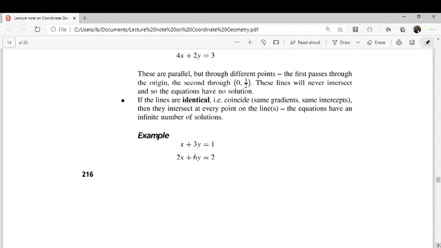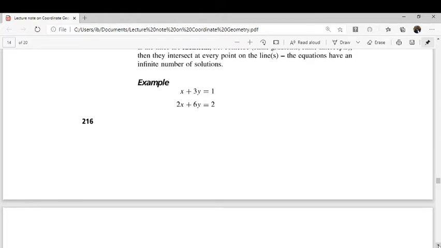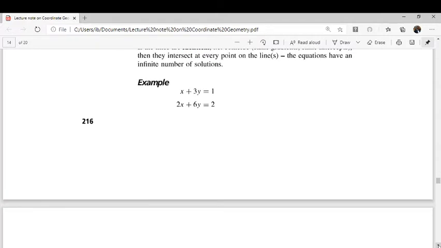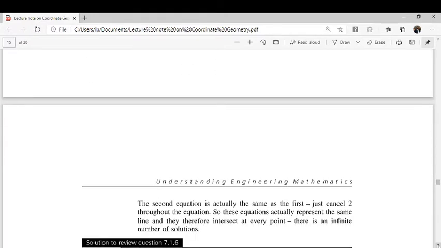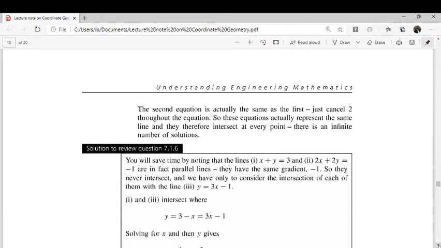So here you have lines. If the lines are identical, they coincide. In English, that means there's a coincidence. They have the same gradient and the same intercept. So when you solve this simultaneous equation, it has infinite solutions. That's why such equations represent the same line, and there is an infinite number of solutions.